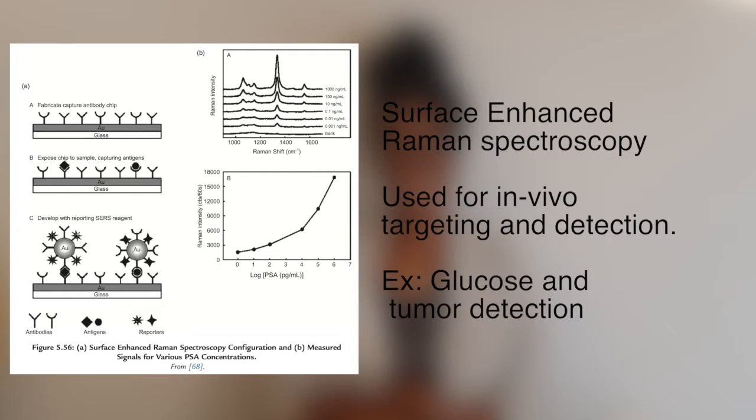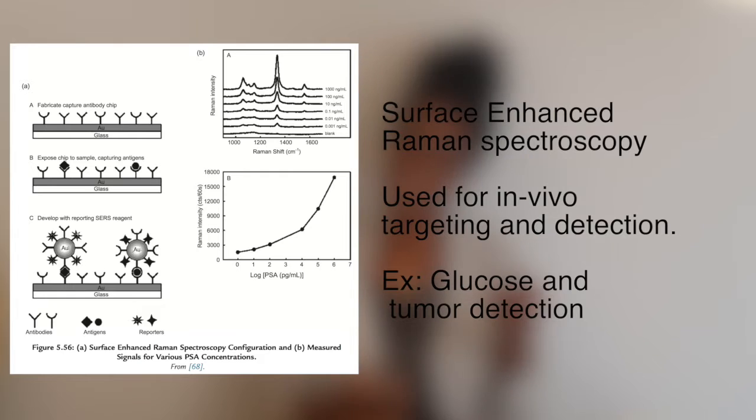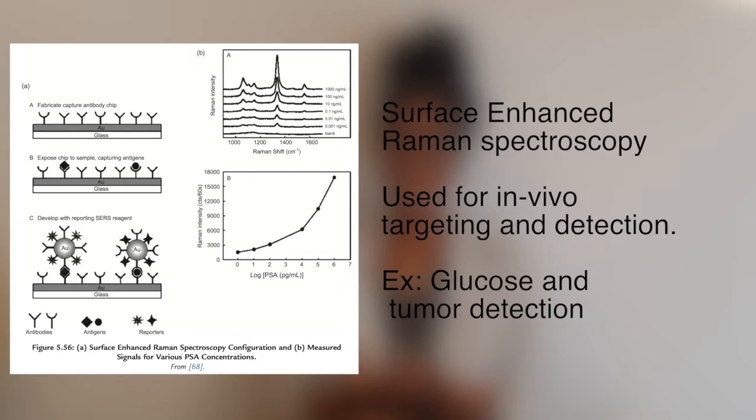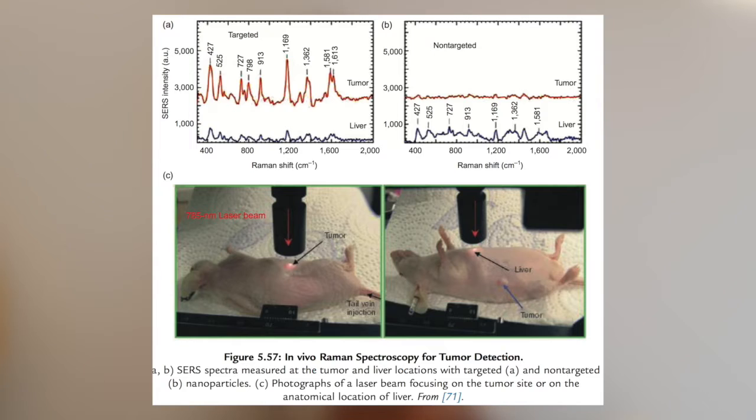And so, examples of different metals that could be used are gold and silver. But when using these metals, those metal nanoparticles can be functionalized to detect specific target molecules. An example is PSA, which is prostate specific antigen, which is commonly used as a prostate cancer marker. Also, surface enhanced Raman spectroscopy has been used for in vivo targeting and detection.